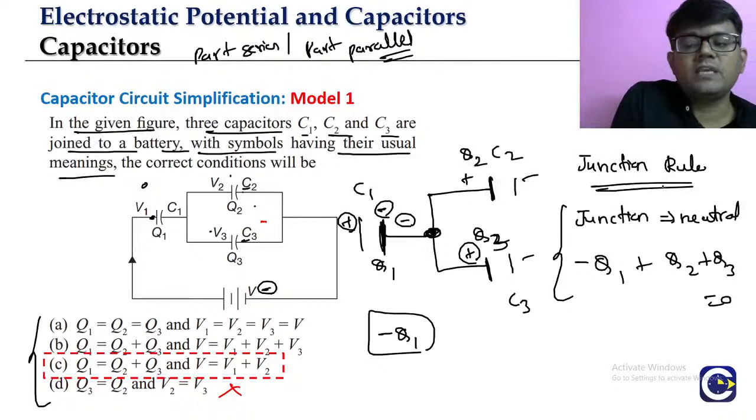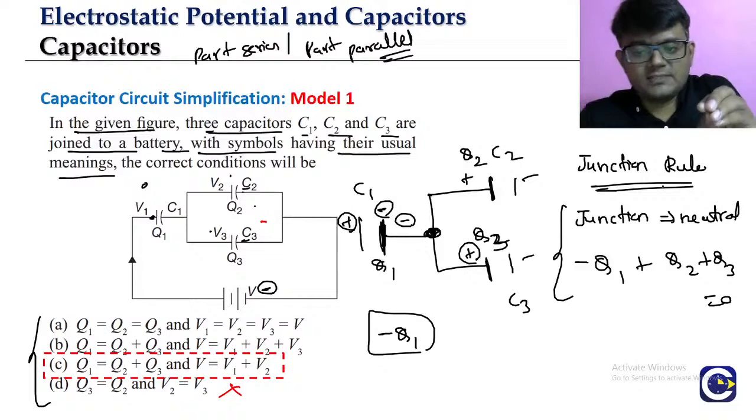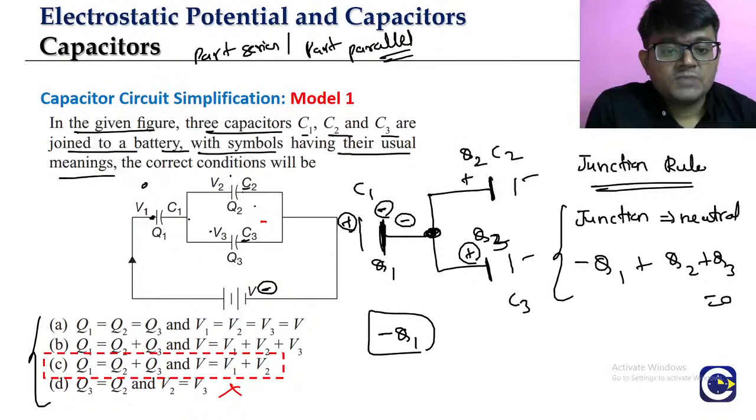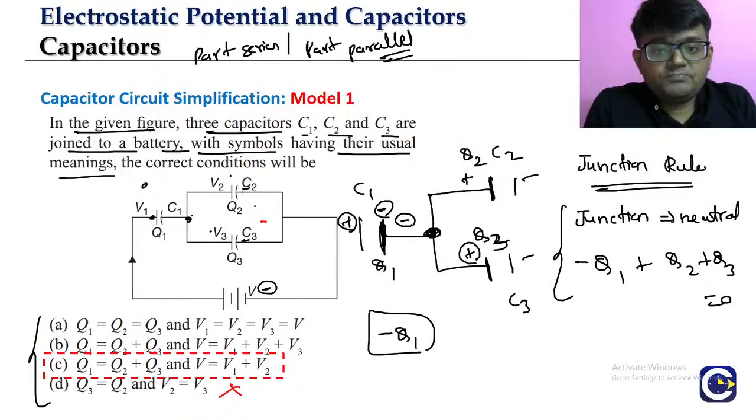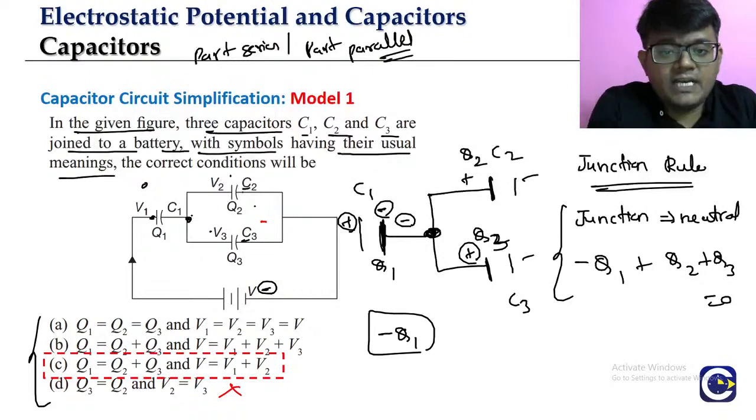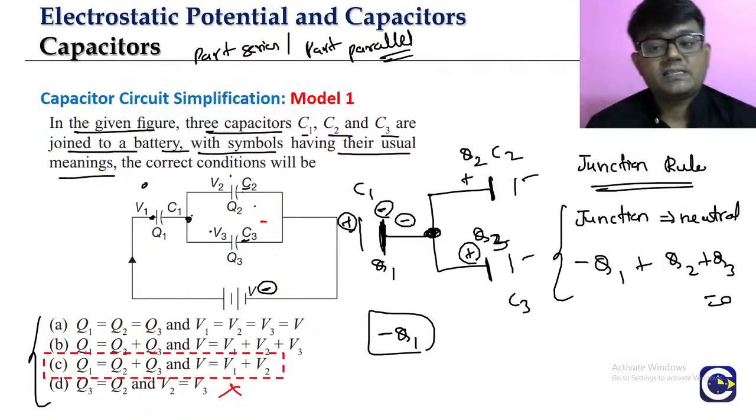In the case of capacitors, if you take a junction, the total charge taken from the junction will be what? 0. If you take negative charge on one side, what will you do on the other side? You will take positive charge. So when you add up all the charges, what will be the value? 0. This is what we call the junction rule in capacitors.